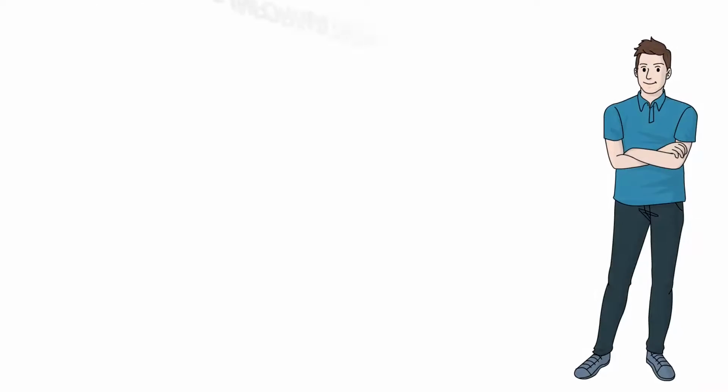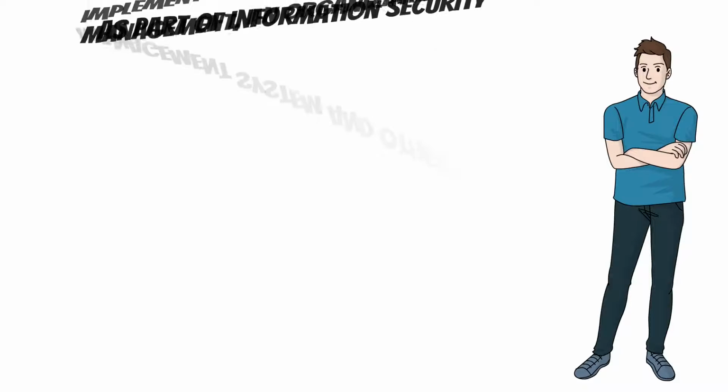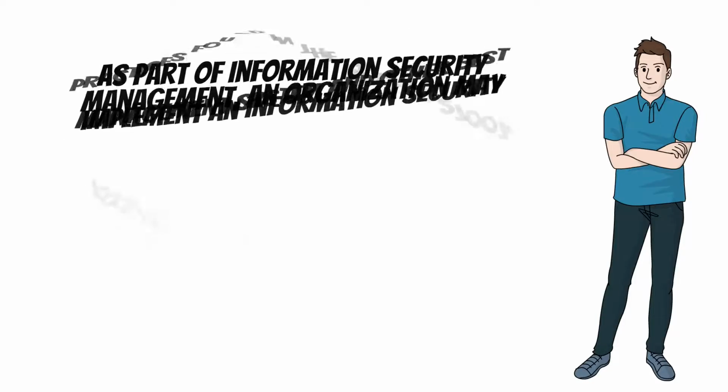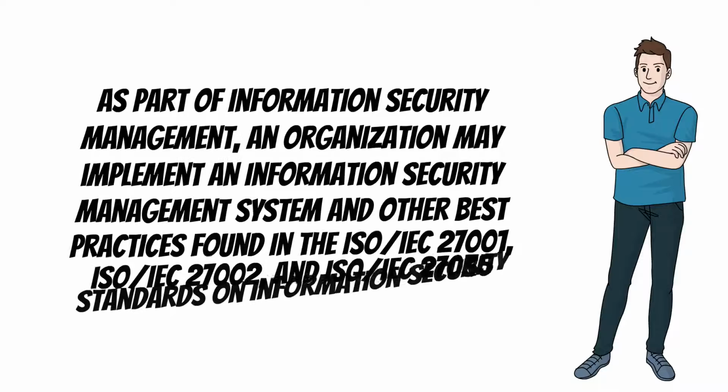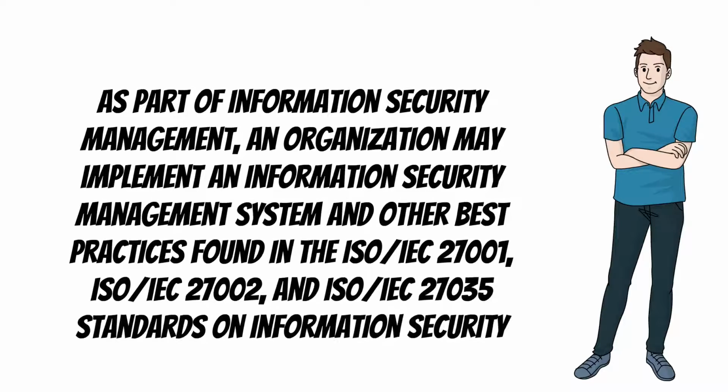As part of information security management, an organization may implement an information security management system and other best practices found in the ISO/IEC 27001, ISO/IEC 27002, and ISO/IEC 27035 standards on information security.